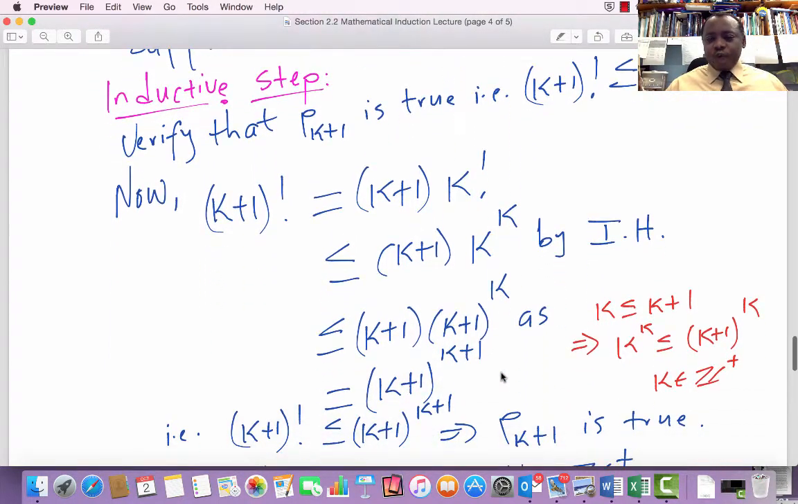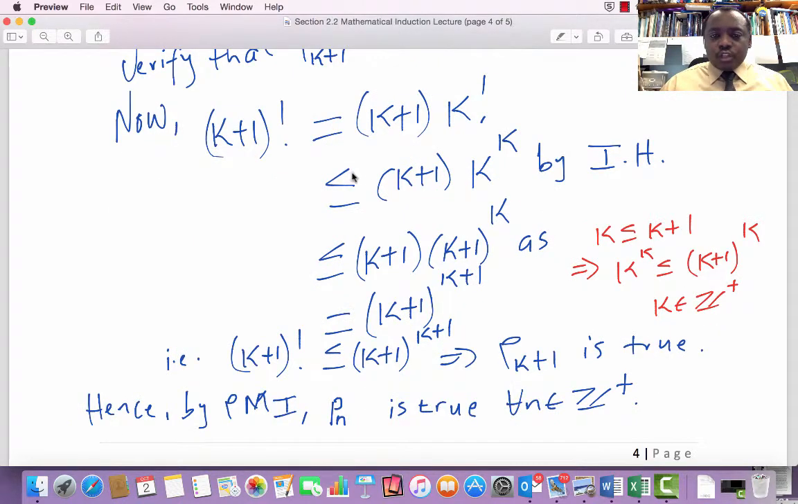I do a few observations. k is a positive integer, so k is less than or equal to k plus 1 because 0 is less than or equal to 1. I can take exponents on both sides and still maintain the inequality sign by the properties of positive integers. So that means k to the k is less than or equal to k plus 1 raised to the power k. k is an element in Z plus, so we can do this.